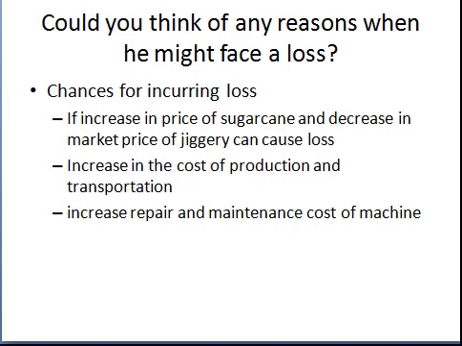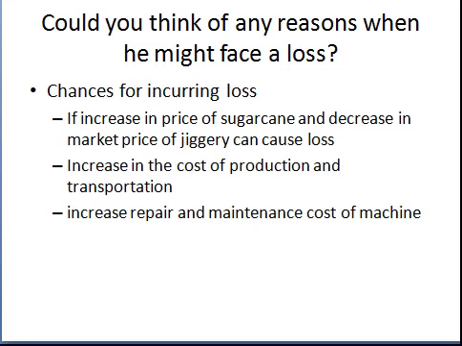And the third, the biggest reason: if the price of the sugarcane he buys increases and the market price of the jaggery decreases, definitely this situation will be the cause for an increase in the loss. So students, the biggest reason here is, if the price of sugarcane increases and the price of jaggery in the market decreases, then definitely Mishrilal will incur the loss.